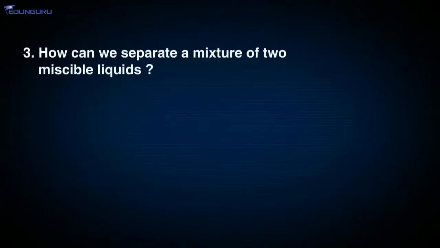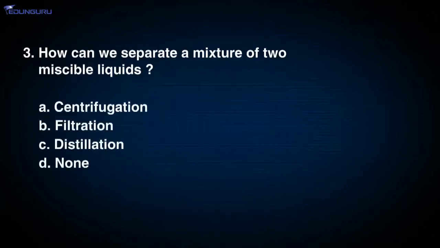Question number 3. How can we separate a mixture of 2 miscible liquids? Option A, centrifugation. Option B, filtration. Option C, distillation. And option D, none.